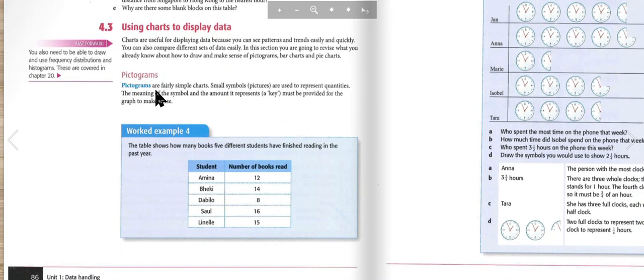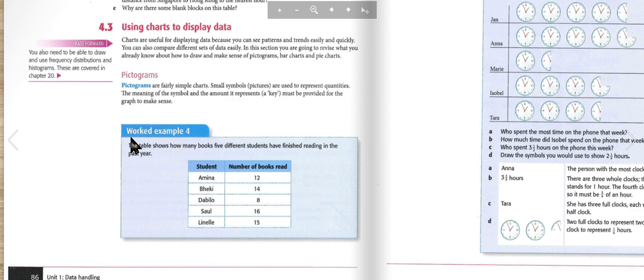Pictograms. Pictograms are fairly simple charts. Small symbols or pictures are used to represent quantities. The meaning of the symbol and the amount it represents, the key, must be provided for the graph to make sense.